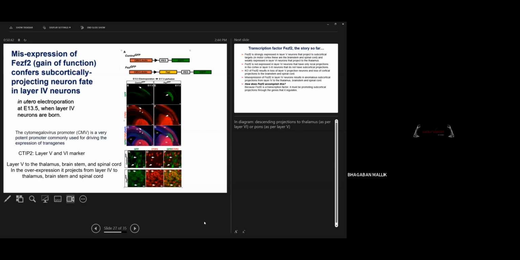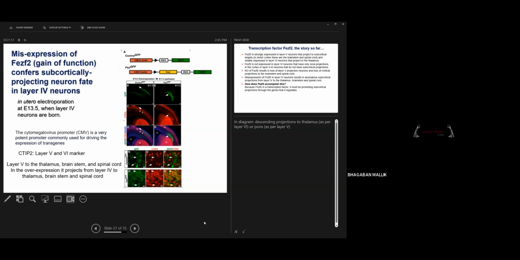I am going to highlight here the CTIP2 marker. Okay, so it is present in layer 5 and layer 6. Here the GAP is cloned under the promoter, and this is used as a control. Now you have this FEZ-F2 which is cloned here, with the GAP tag. So they have injected this at the E13.5 stage of the developing mouse embryo.